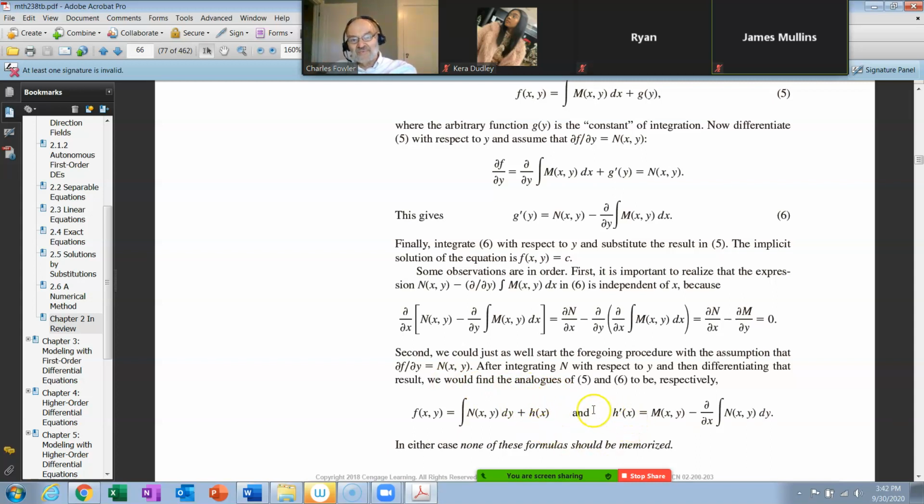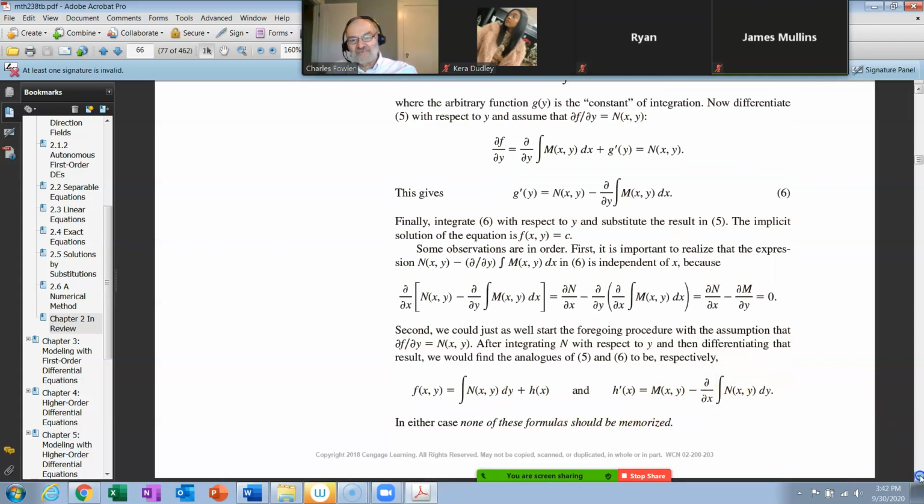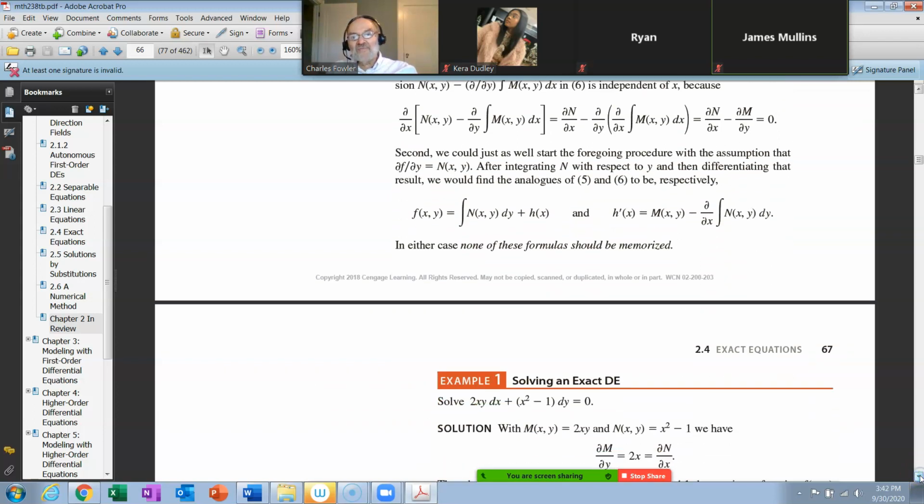Then you take the derivative of that, well, the partial of this with respect to y, and made this your m, and then subtract that. So you could have gone the completely different route, come around with the same thing. None of those formulas should be memorized. Do the procedure, don't memorize the formulas.